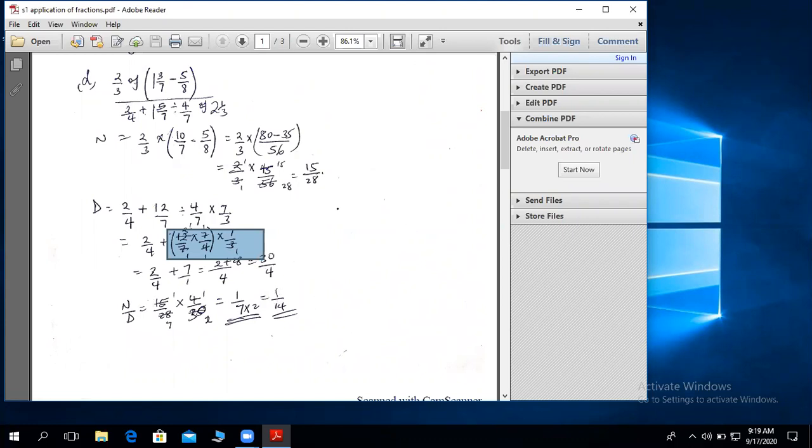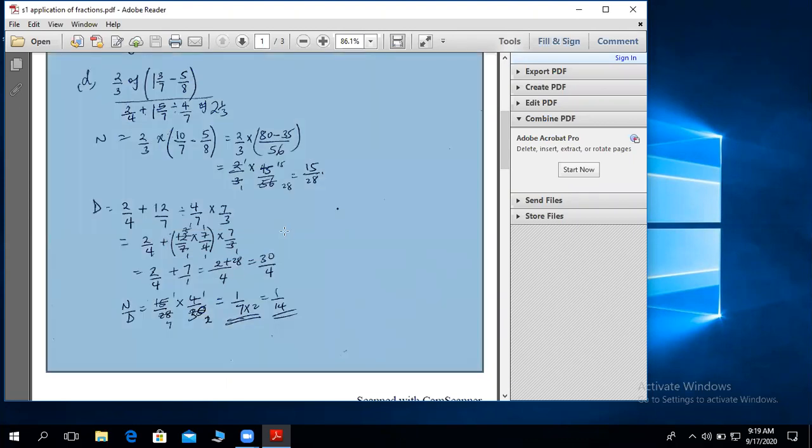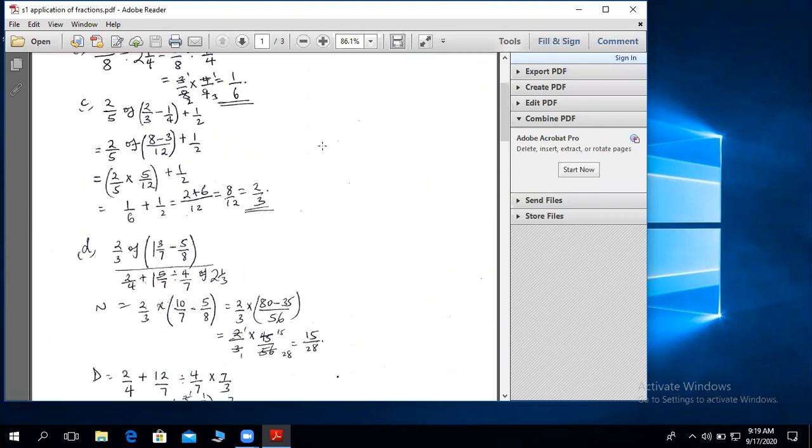So is there any question on corrections before we proceed? Aisha? Excuse me, teacher, on number C, isn't the LCM of 6 and 2 supposed to be 6? Yes, it is supposed to be 6, but you still get the same answer. That's why I advise you use 6 in C, you will still get 2 out of 3.